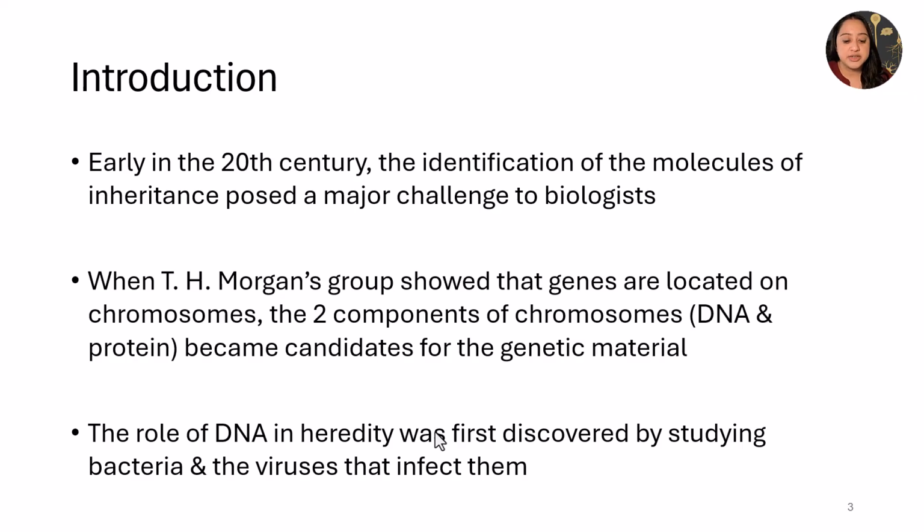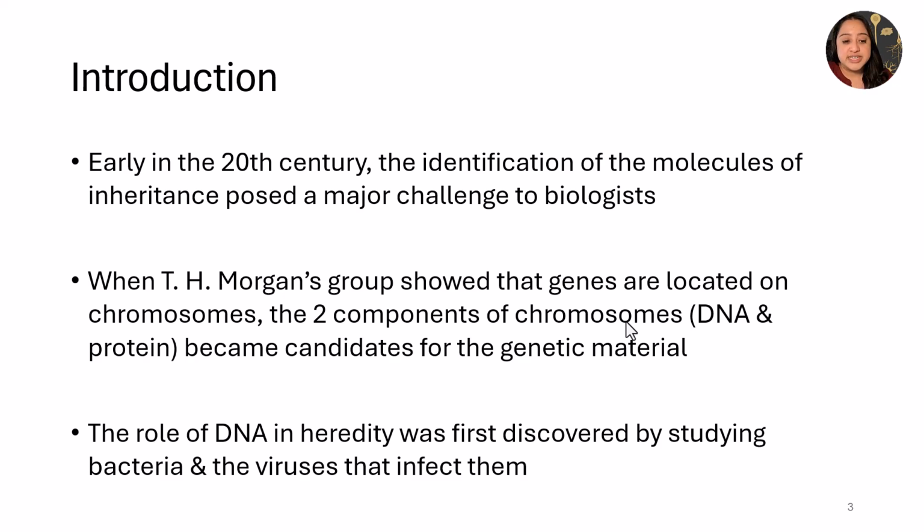There is a group led by Thomas Hunt Morgan, T.H. Morgan. His group showed that genes are located on chromosomes, and so they had to figure out, okay, chromosomes, what is it that's part of chromosomes that gets passed on? Because it's both DNA and protein that make up chromosomes, right? So which one of those two is it? Because they're both in chromosomes, and we know that chromosomes get passed on, but is it DNA or is it protein that is the genetic material?